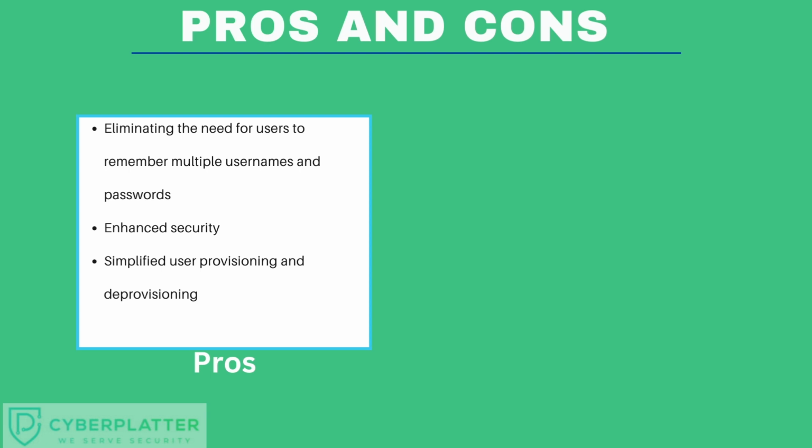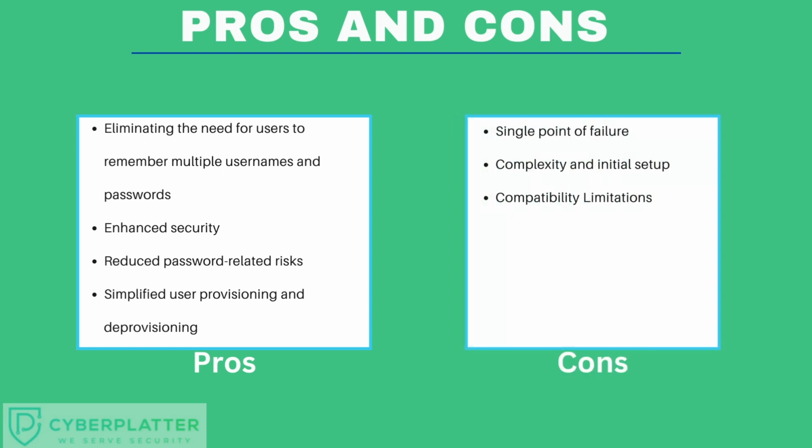Single sign-on also simplifies user provisioning and deprovisioning. With identity and access management system, when a user joins or leaves an organization, their accounts can be provisioned or deprovisioned across multiple systems. This means that when a user joins, they gain access to all the applications that they need access to. And when they leave, their access is immediately revoked and they cannot access any of the applications. Those are some of the advantages of single sign-on.